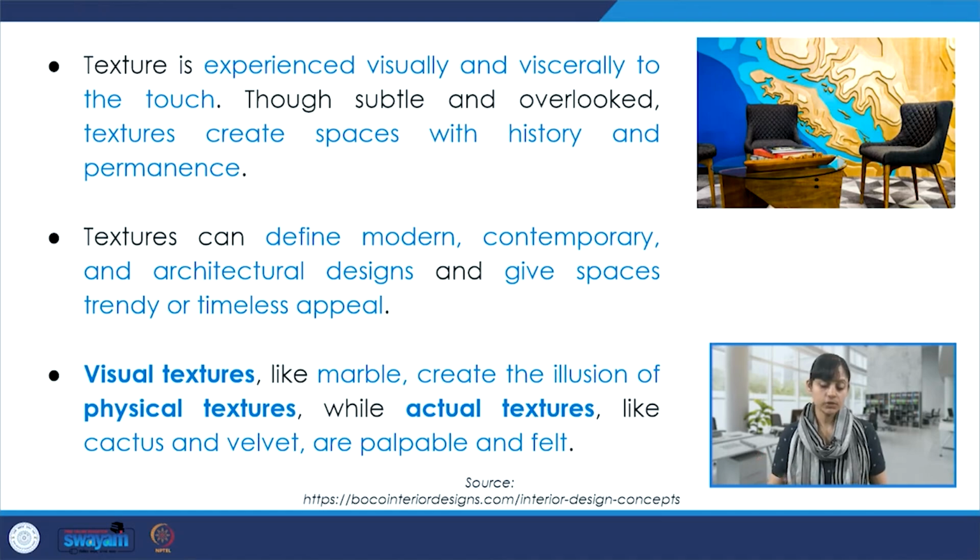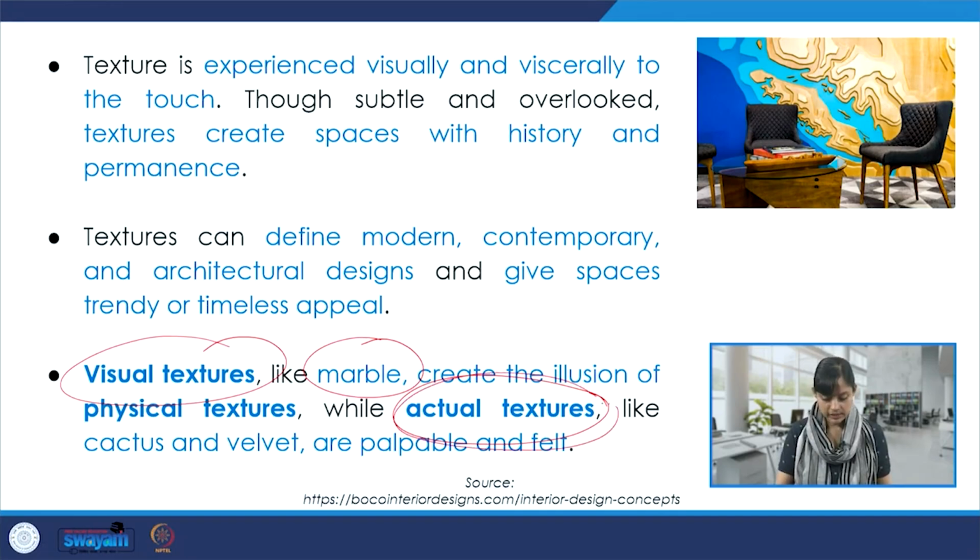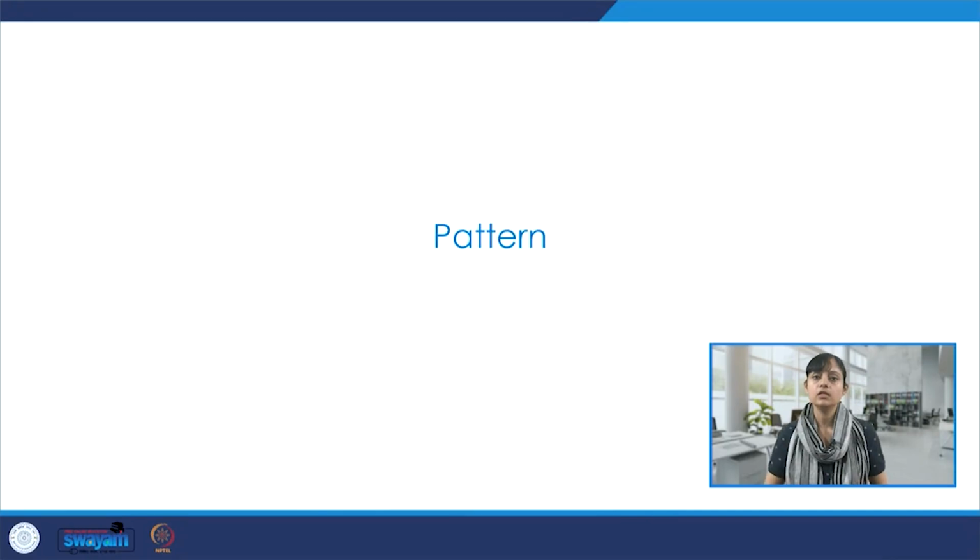And it's important to understand visual textures and actual textures. So visual textures, for example, like marble, could create the illusion of physical textures. And actual textures, let's say like cactus and velvet, are very palpable, they can be felt, they can be touched. So textures are quite interesting.